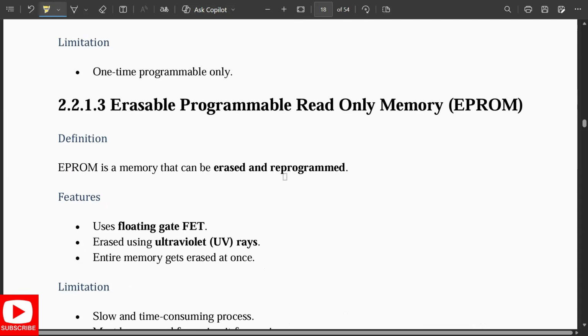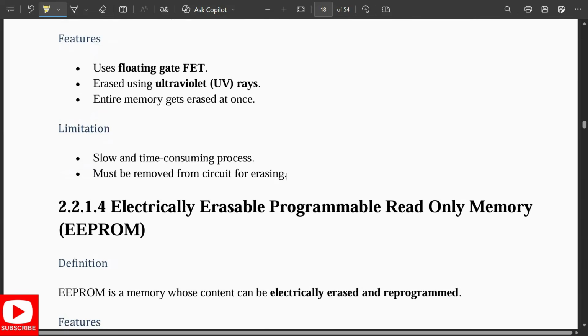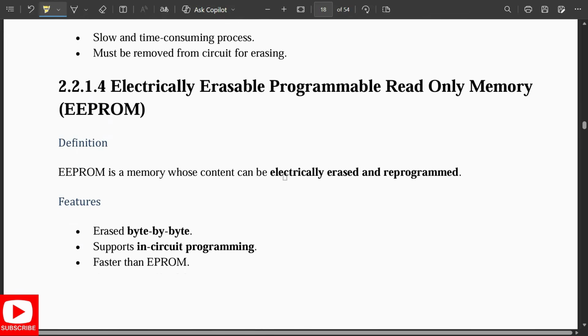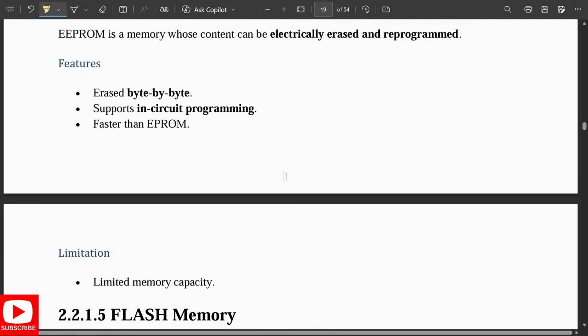So next comes erasable programmable read-only memory. Here the memory can be erased or reprogrammed. This uses a floating gate FET, erased using the ultraviolet rays, that is UV rays. Entire memory gets erased at once. You can erase it and you can rewrite it, but it is slow and time consuming. In electrically erasable, it is erased electrically and then reprogrammed. You can erase it byte by byte, it supports in circuit programming and is faster than the EPROM.